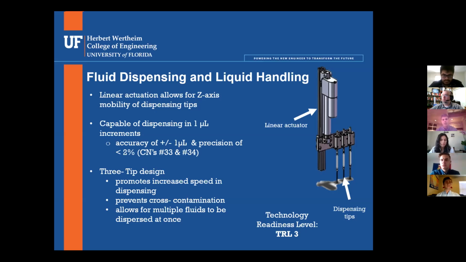Pressure change drives a piston and allows the tips to dispense in 1 microliter increments with an accuracy of plus or minus 1 microliter and a precision within 2%. The 3-tip design is unique to the Activate bioreactor and an important feature in the overall design. This allows for increased speed when dispensing and extracting fluid. The 3-tip design also aids in the prevention of cross-contamination throughout the bioreactor.